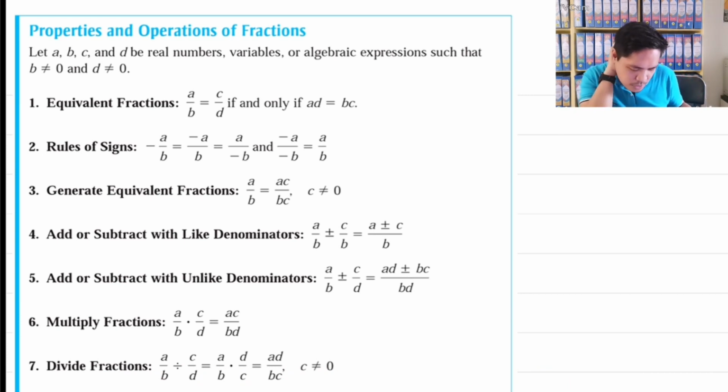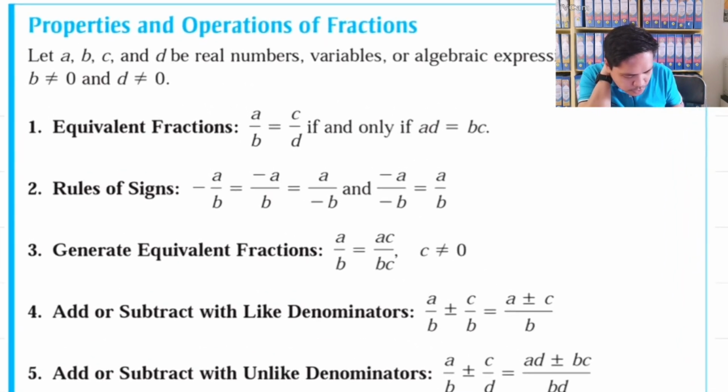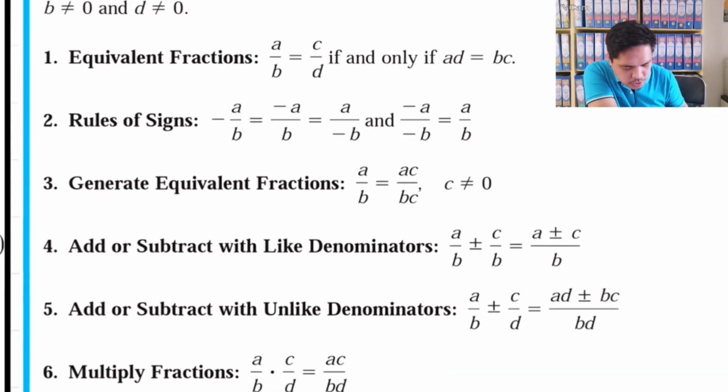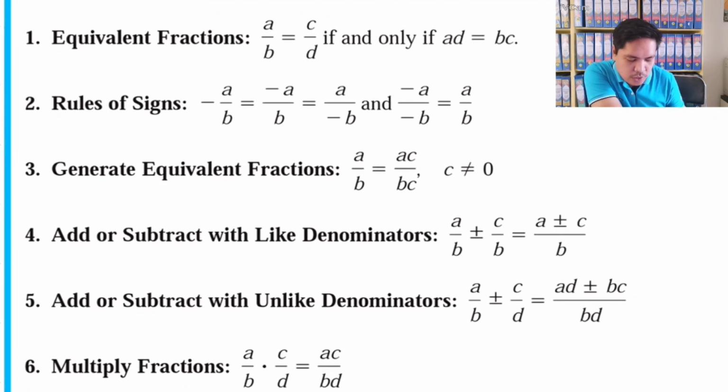So here are the properties and operations of fractions. Let A, B, C, and D be real numbers, variables, or algebraic expressions such that B is not equal to 0. So let us highlight this. B is not equal to 0 and D is not equal to 0. So the first property here is equivalent fractions.